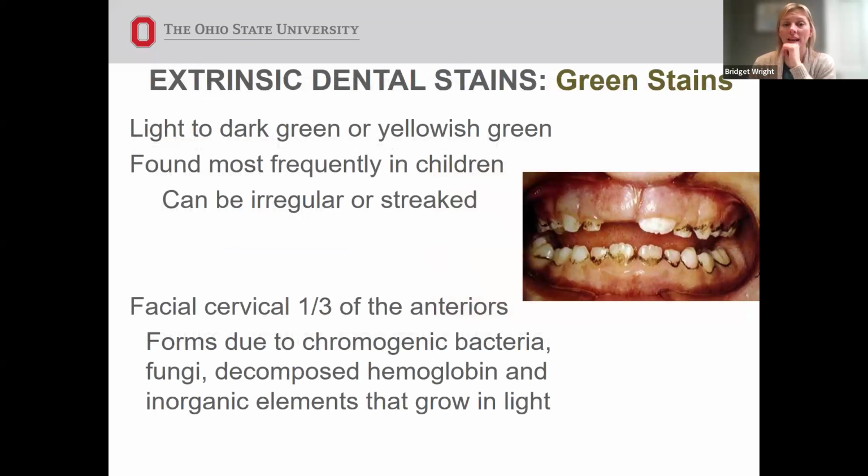More extrinsic stain. These are green stains. So again, this chromogenic bacteria is causing a coloration. It can be light green to dark green to yellowish. It has an array of colors. And it's most frequently found in children, right along that gingival margin.